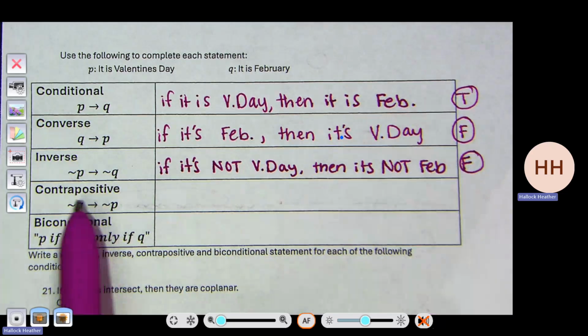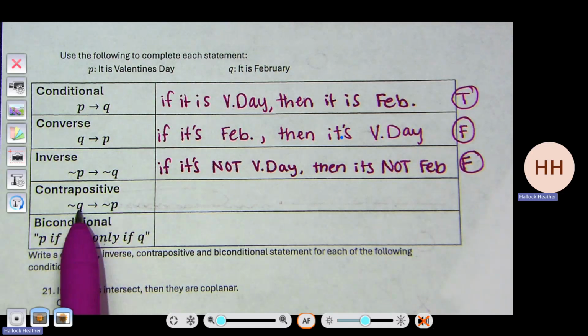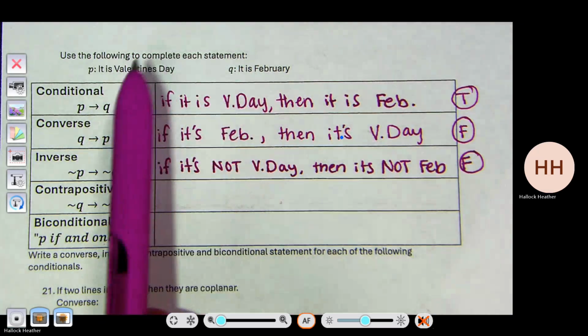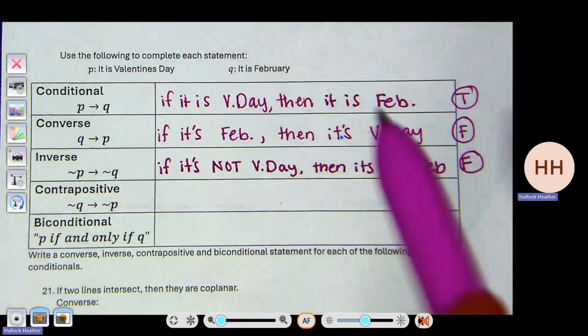Okay. The contrapositive is negative Q to negative P. You're making them negative and you're flipping the sentence. So what would be my sentence now? Perfect. So if it's not February, it's not Valentine's Day.